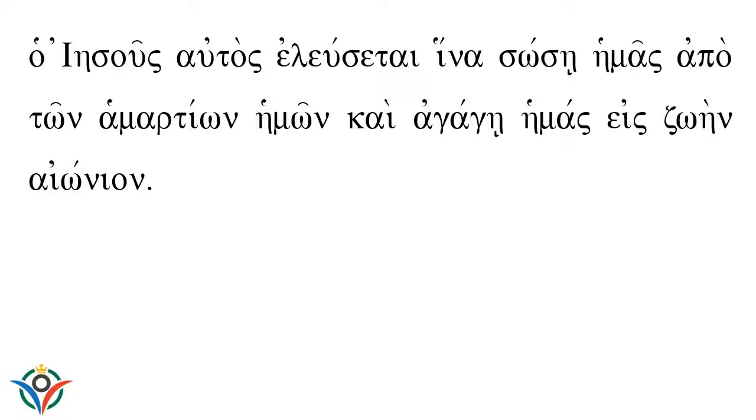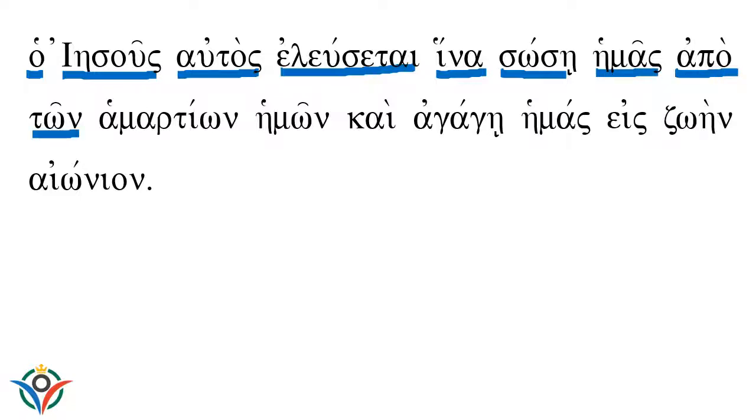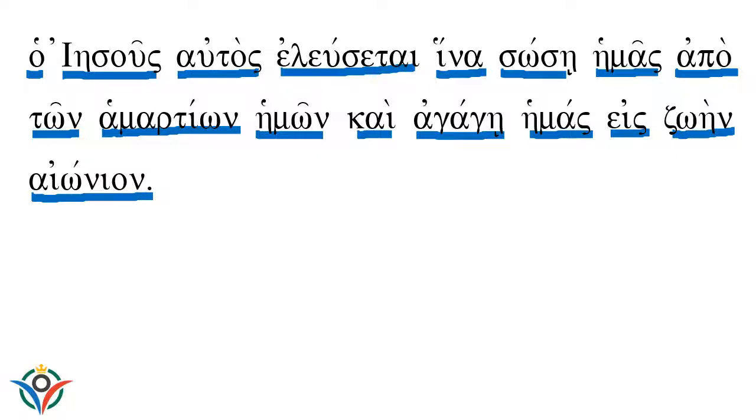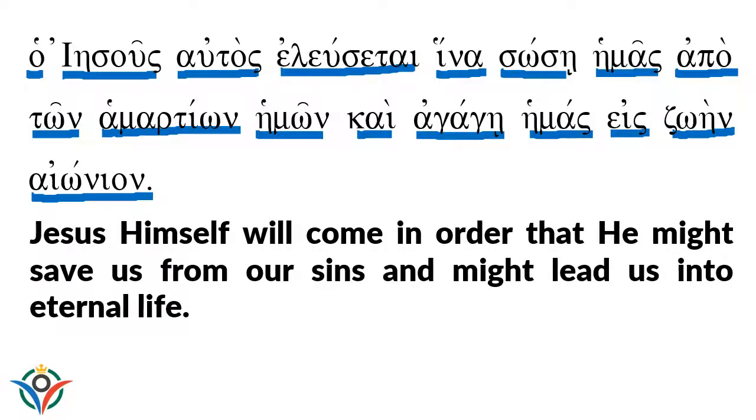So our first translation reads as follows: Ha Jesus autos elucitai hina sose hemas upper ton hamartion hemon kai agage hemas eis zoen aonion. So our translation goes as follows: Jesus himself will come in order that he might save us from our sins and might lead us into eternal life.